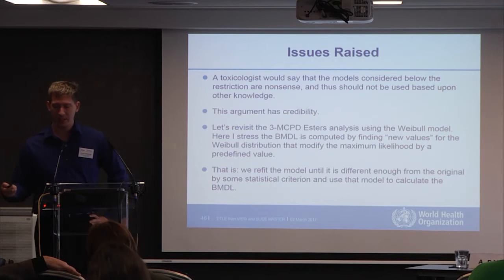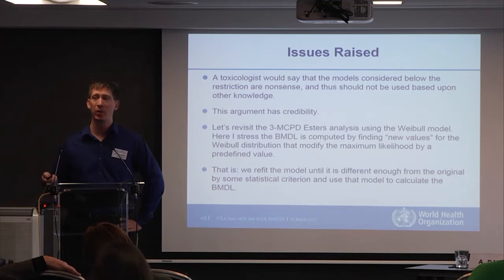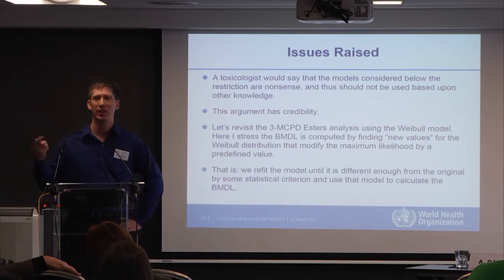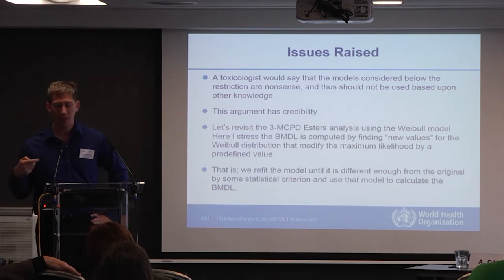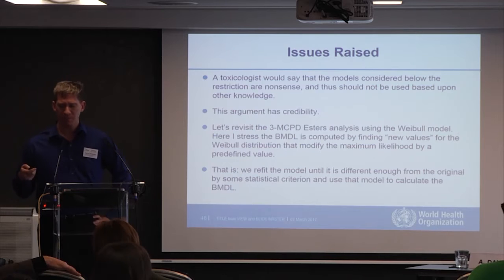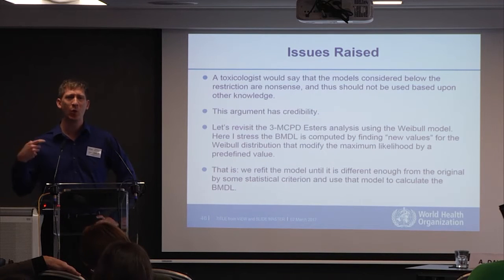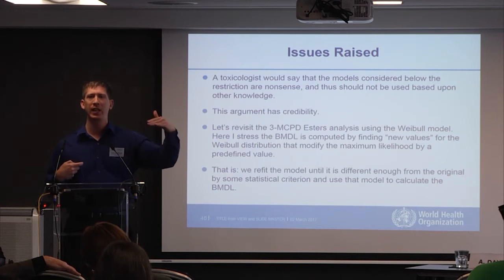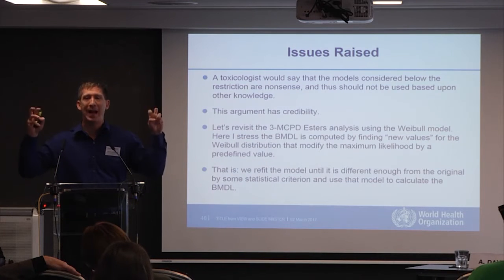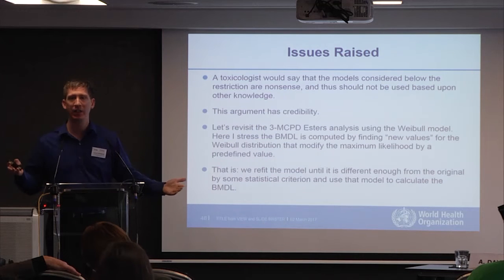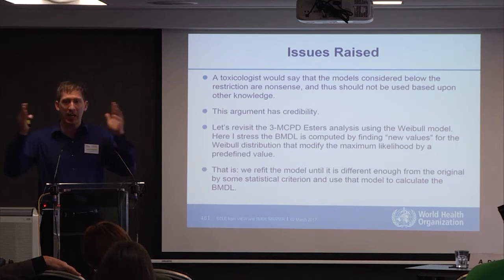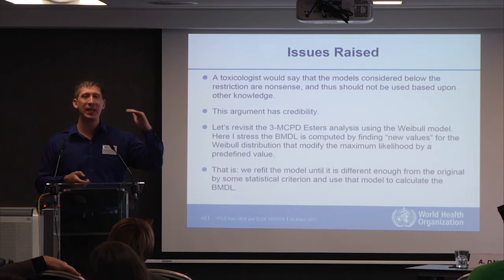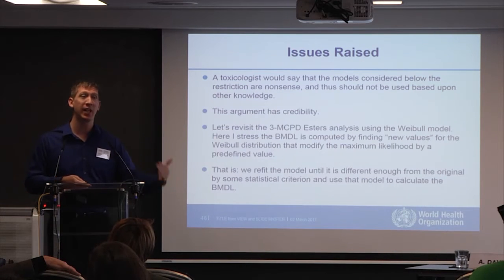So I'm going to revisit it and use the Weibull model since it's simple. The gamma model actually had the lowest BMDL, but the Weibull model is the easiest to visualize as a parameter. So I'm going to refit the model to get the BMDL. So what is actually happening in a BMDL? We're iteratively refitting the model until it is bad enough by some statistical criterion, and that badness, that change, is enough to say 95%. So I'm basically estimating my BMDL using a model.